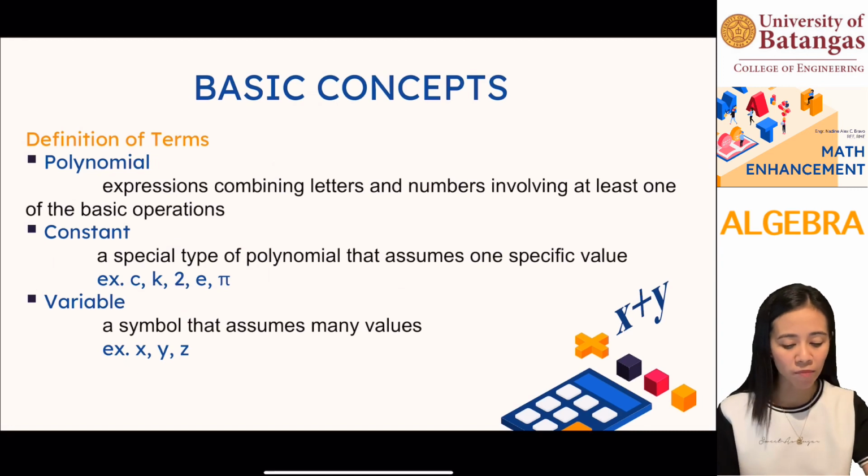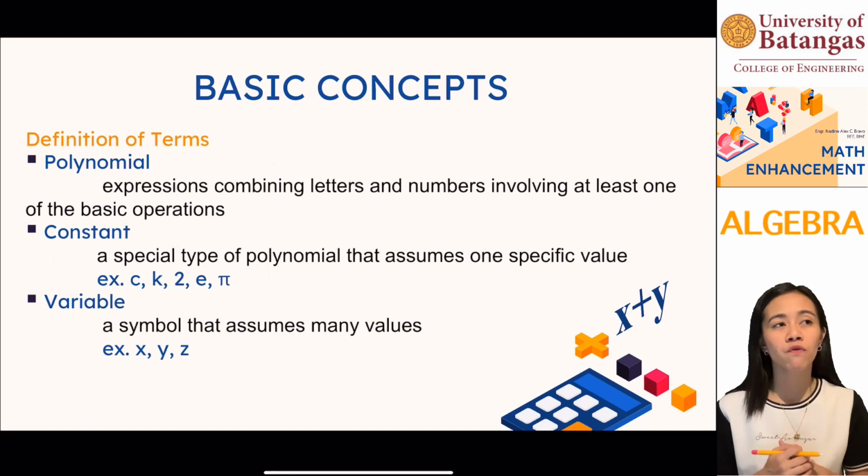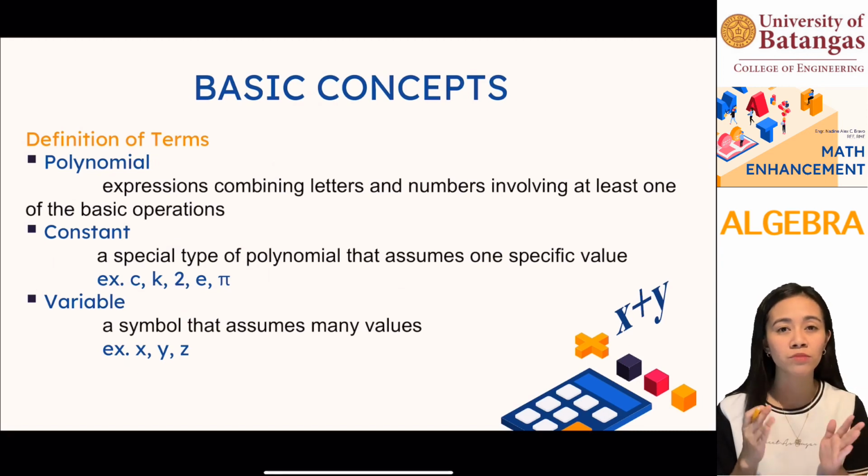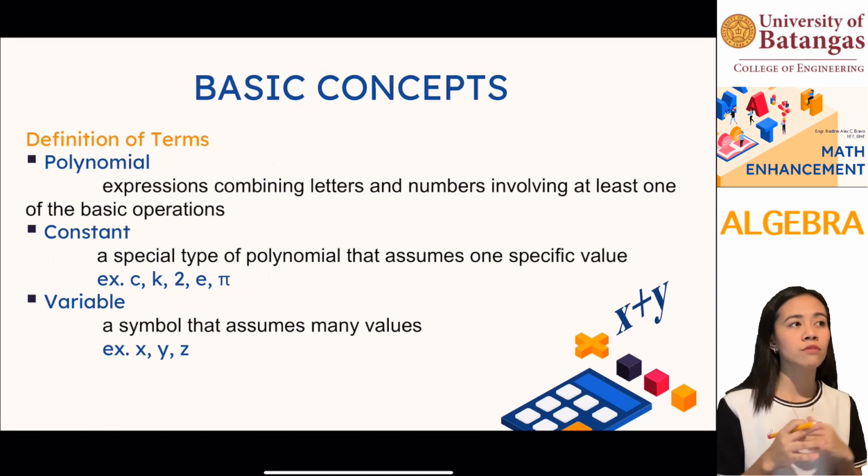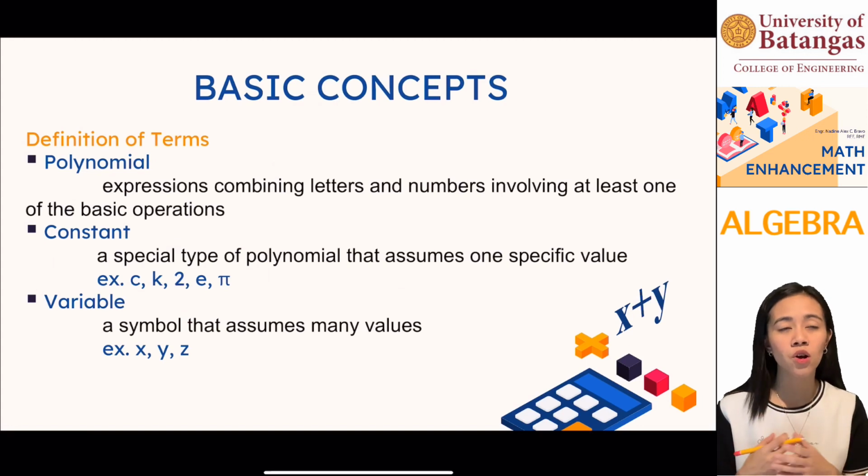Okay? So, when we say a polynomial, this refers to expressions that combines letters and numbers. Okay? So, we have letters and numbers in a single expression that contains at least one basic operation. Okay, so polynomial is a general term for expressions that contain numerals and letters or variables, as we call them. And then these expressions or these terms may be combined by one of the 4 basic operations that we have: the addition, subtraction, multiplication, and division. Okay, so collectively, we call them polynomials.